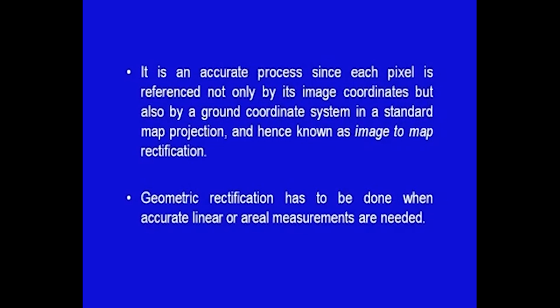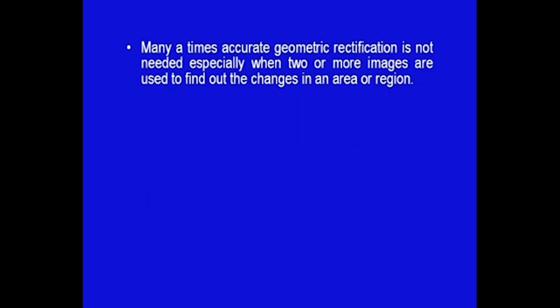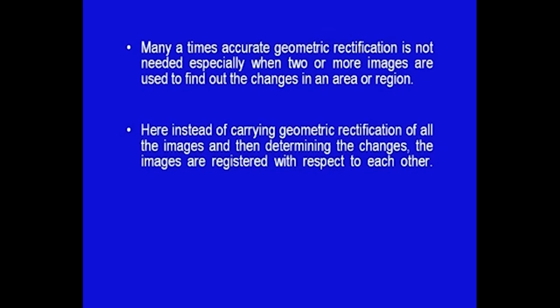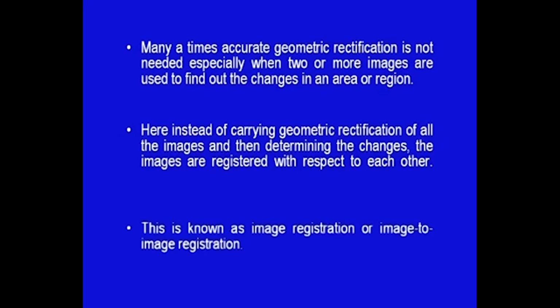Geometric rectification has to be done when accurate linear or aerial measurements are needed. Many a times accurate geometric rectification is not needed, specifically when two or more images are used to find out the changes in an area or region. Here, instead of carrying out geometric rectifications of all the images and then determining the changes, the images are registered with respect to each other. This is known as image registration or image to image registration.